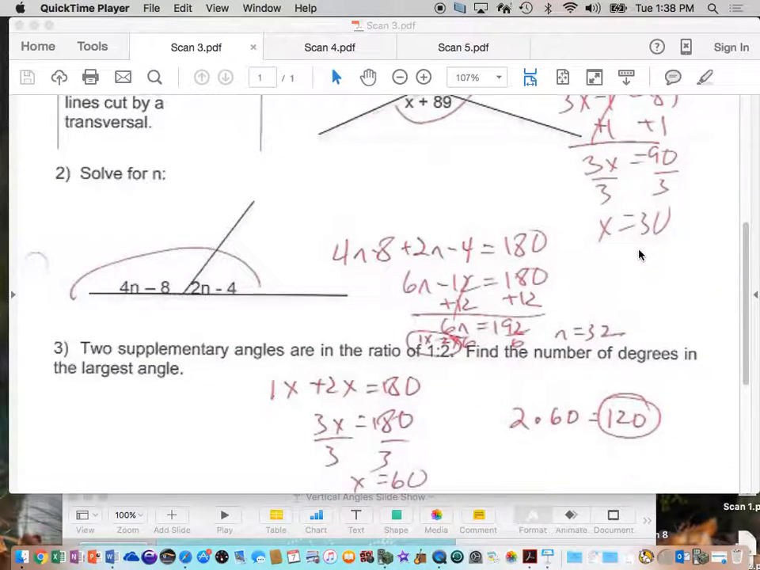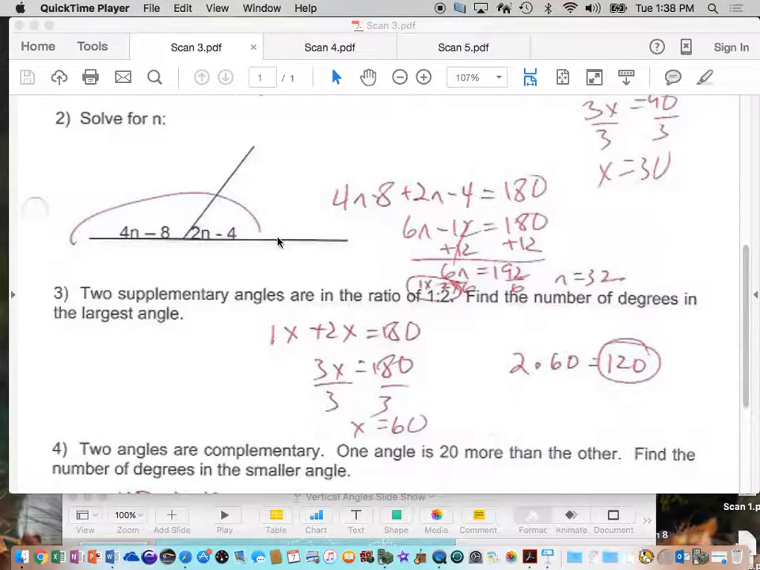Okay. Now, number 2 are two angles that are next to each other. They make a straight line. If you make a straight line, as this diagram sloppily shows, you make a half a circle. Add them up, you get 180. Same side situation this time. So that's 6n, and then negative 8 and negative 4 is minus 12. Add 12 to both sides, divide by 6, n is 32.